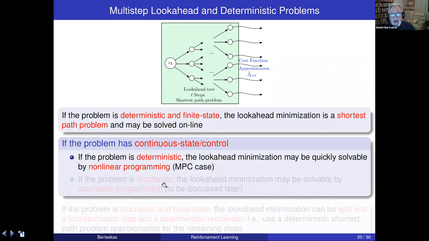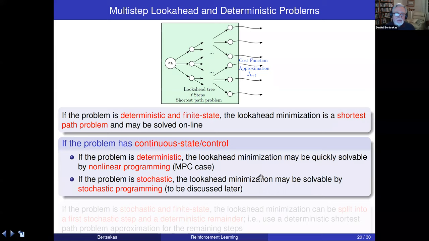Now, if you have a stochastic problem in continuous spaces, then instead of nonlinear programming, there's another methodology called stochastic programming that can be used. And we're going to talk about that within one or two lectures. It is more time consuming to use stochastic programming than nonlinear programming because of the stochastic uncertainty, but it is a possibility to deal with the continuous state and control spaces. Otherwise, in this situation, the only alternative you may have would be to discretize the control space, which has difficulties of its own.